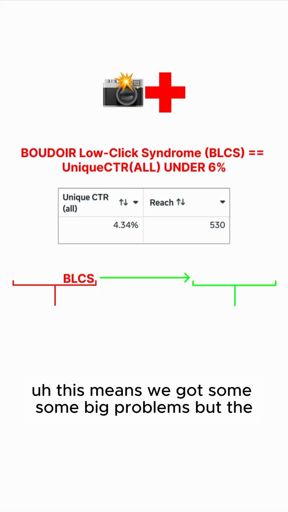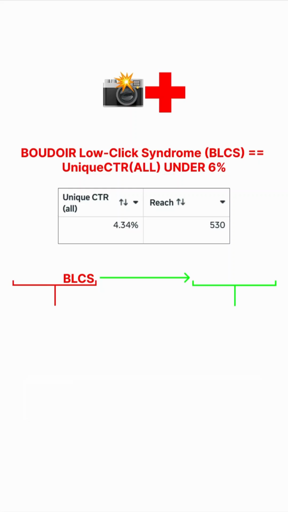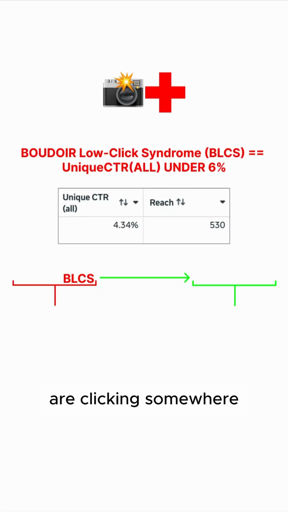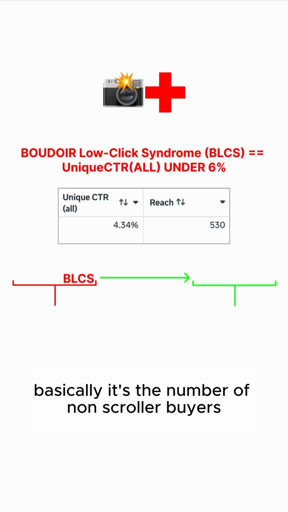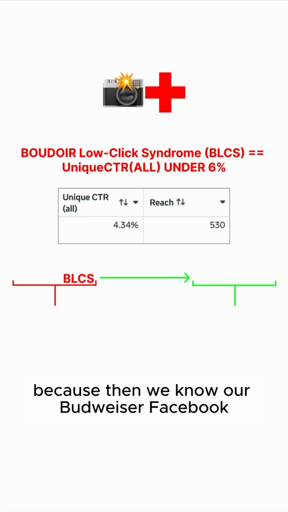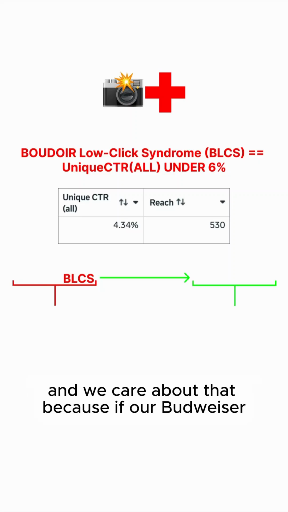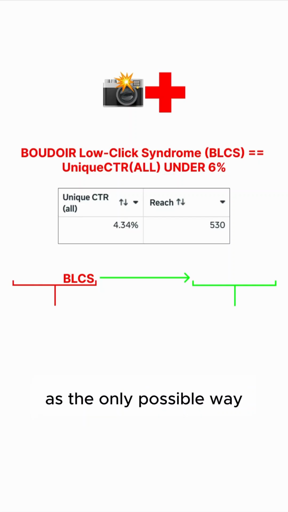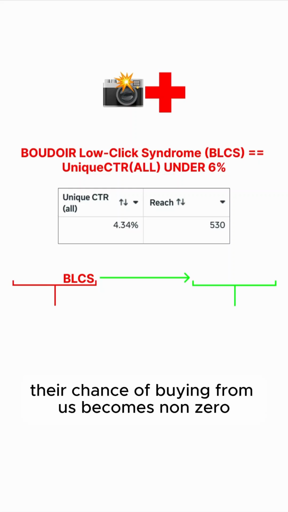This means we got some big problems. But unique CTR under 6% means fewer than 6 out of 100 women are clicking somewhere, anywhere on our Boudoir Facebook ad. Basically, it's the number of non-scroller buyers. And we care about if women click somewhere, anywhere on our Boudoir Facebook ad because then we know our Boudoir Facebook ad has entered their brain. And we care about that because if our ad has entered their brain, that is the only possible way their chance of buying from us becomes non-zero.